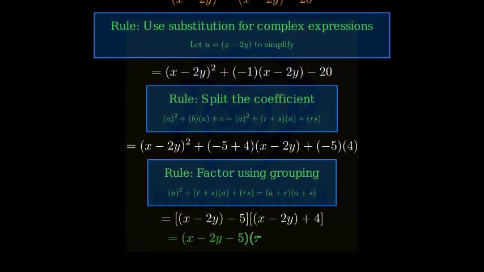We can write this as the quantity x minus 2y minus 5, times the quantity x minus 2y plus 4.